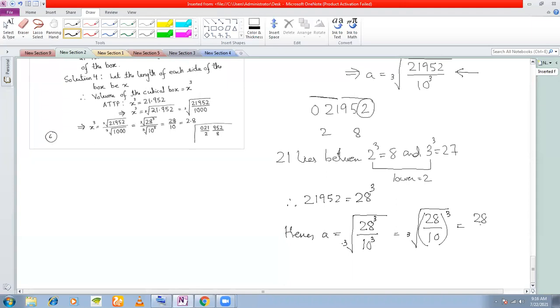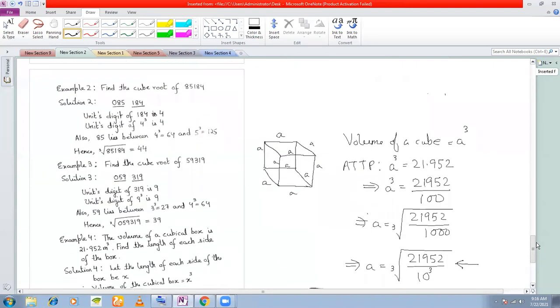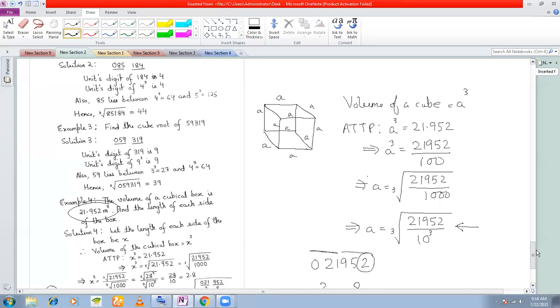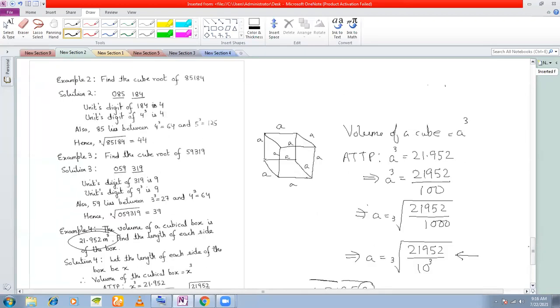Tell me. Sir, I have one doubt. Tell me. So, what is the meaning of ATTP? According to the problem. How much is the volume of the cube given according to the problem? 21.952. That's what I've written here. Okay, anything else, sir?